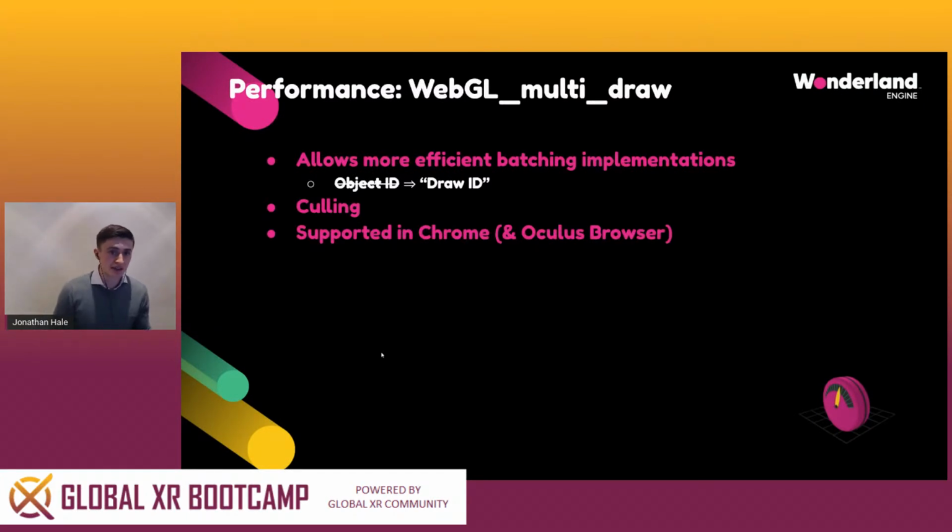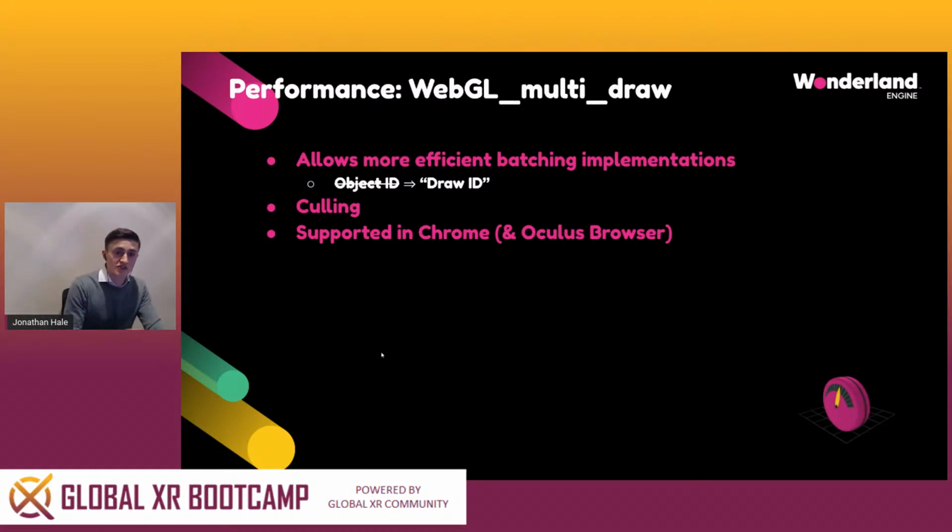The object ID work does not need to be done if we have the WebGL multi-draw extension, because that allows us to pass a so-called draw ID to the shader, and we can just use that instead of the object ID for looking up our material list and our transformation lists. It also then allows us to do way more efficient optimizations on it, like culling and all sorts of other stuff. It's already supported in Chrome, and that also means it's supported in Oculus browser.